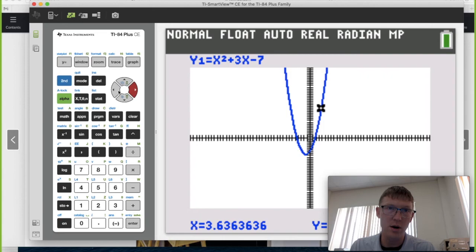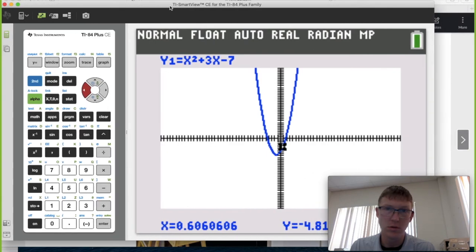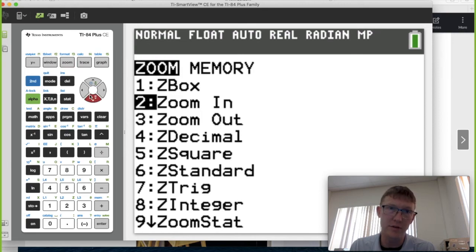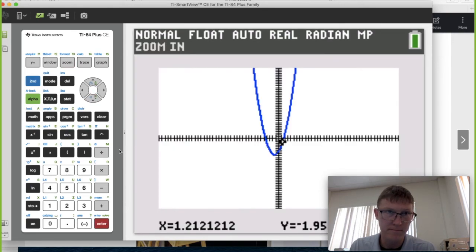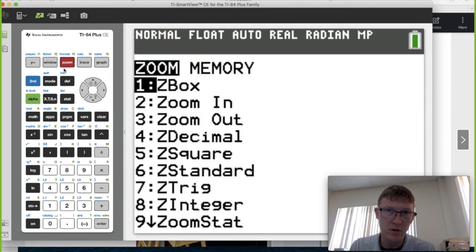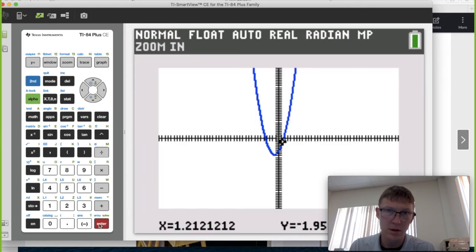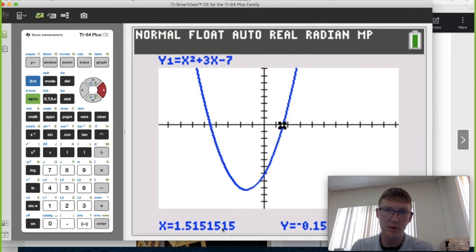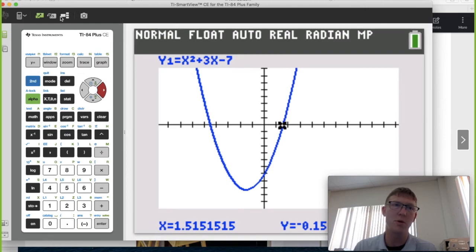Actually, I need to figure out where it crosses 0, right? So actually, I didn't really need to zoom out. Did I zoom in? I didn't zoom in. Zoom in. Okay, so we can trace some more, and we can get a little bit closer. So x is about 1.5. We'll call it 1.5.